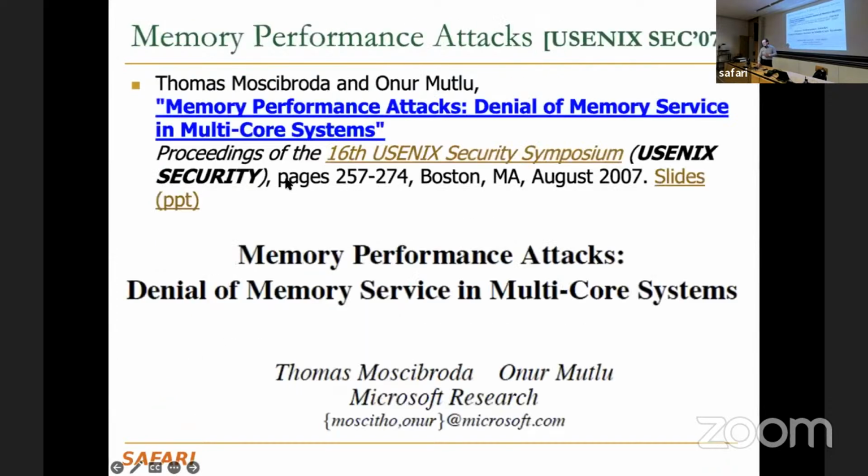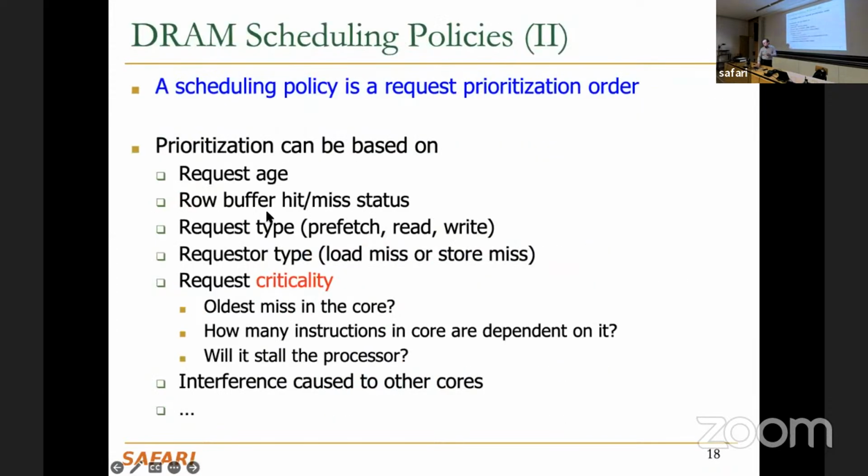You can prioritize based on request age, row buffer hit status, request type, reads or writes I mentioned, but there's also prefetches. Requester type, whether the request was generated by a load or a store. This may be important because if it's generated by a load, it may be blocking at some point the core because it's loading some data that's going to be needed by some other instructions. Whereas if you're doing a store, you may not need that data immediately, right? So you can actually buffer the stores and it may not have dependence close by in the instruction stream, right? And then there could be policies based on criticality, for some measure of criticality.